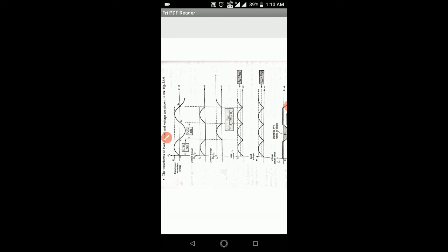Now the waveform of the load current and voltage is here. This is the input, and when diodes D1 and D2 are on, we obtain this output, and when diodes D3 and D4 are on, we obtain this output. So the total output of the load current for the bridge rectifier is this, and this is for the load voltage.